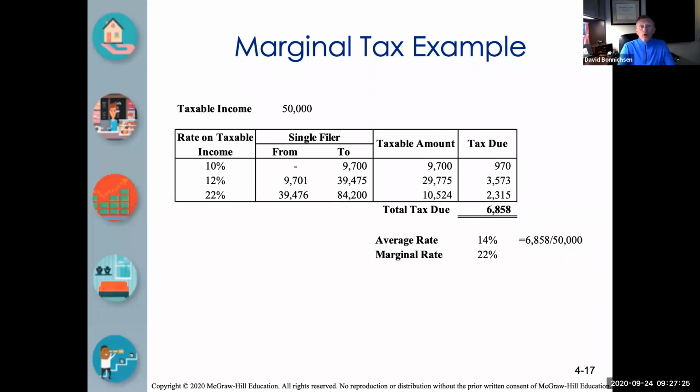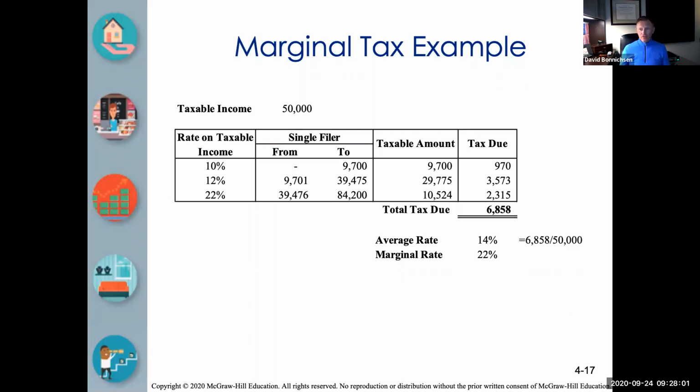Okay. We know what our marginal rate is, right? We know that our $50,000 of taxable income falls within the 22% marginal tax bracket. So our marginal tax rate is 22%. But our average tax rate is not 22%, right? Because we've got tax that came in from 2 brackets lower than 22%. So 6,858 divided by our taxable income gives us 14%. So our average tax rate is the total tax that we paid divided by our taxable income.